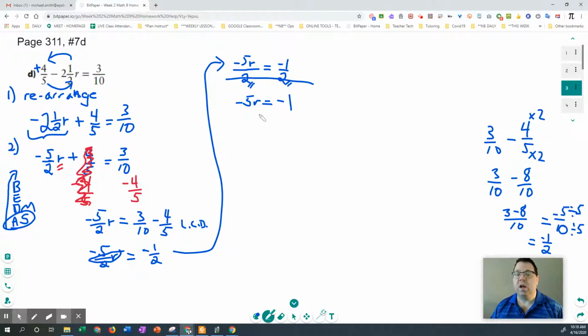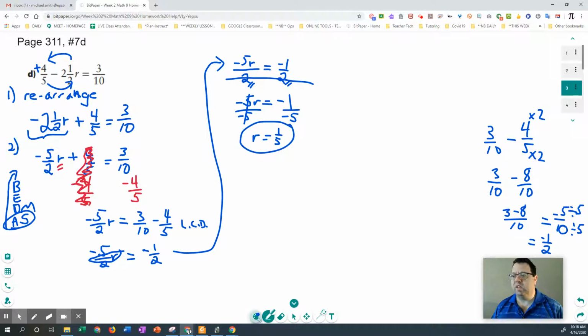Believe it or not, you get to do that. Now, I'll prove that to you in a minute here. Well, let's just keep going. So if you have -5 times r, you divide both sides by -5, and what are you left with here? A positive 1r, okay? A positive 1r. And you have a negative divided by negative, that's a positive, and 1/5 is just 1/5.